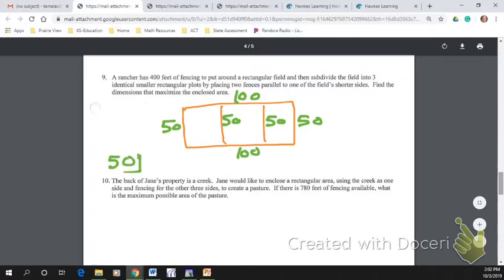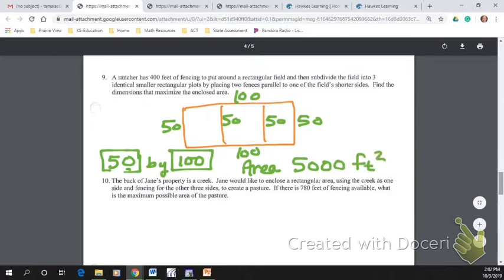50 by 100. Okay, 50 by 100. So what if they actually asked you for the maximum area? What would that be? 100 times 50. Right, so the actual maximum area would be 5,000 square units. So they could ask you for that. Square feet.